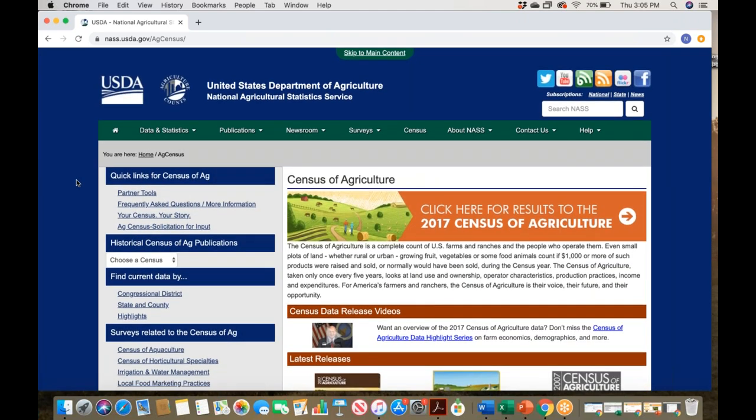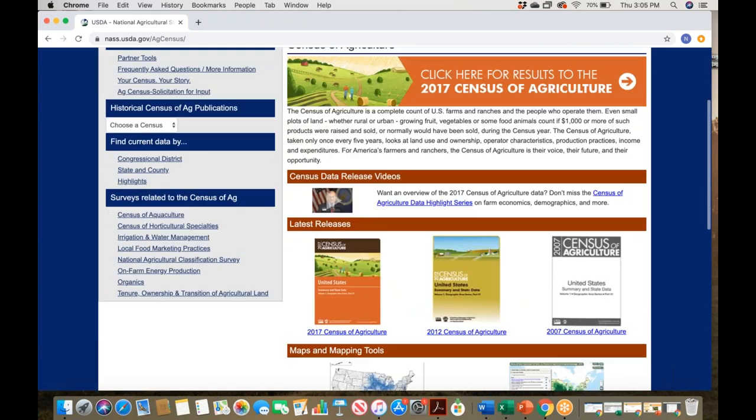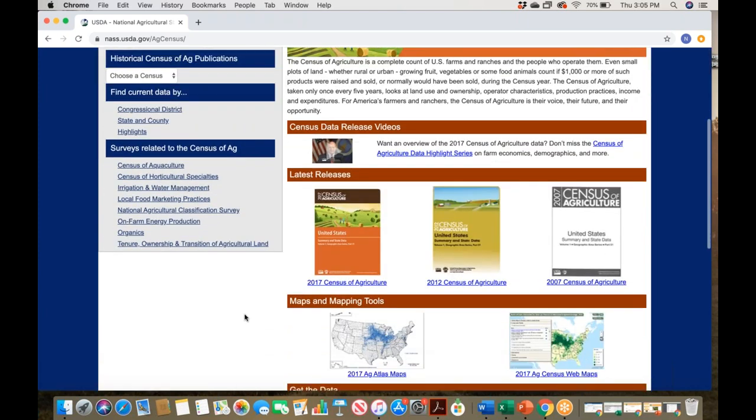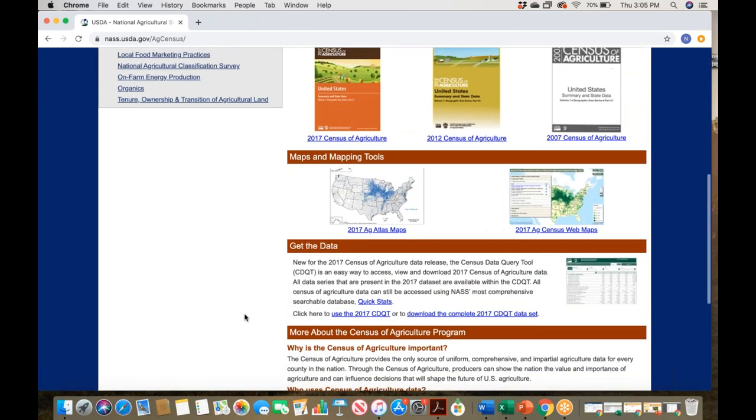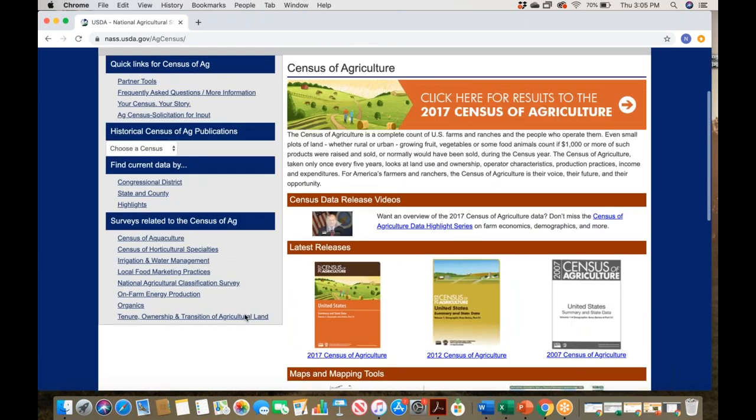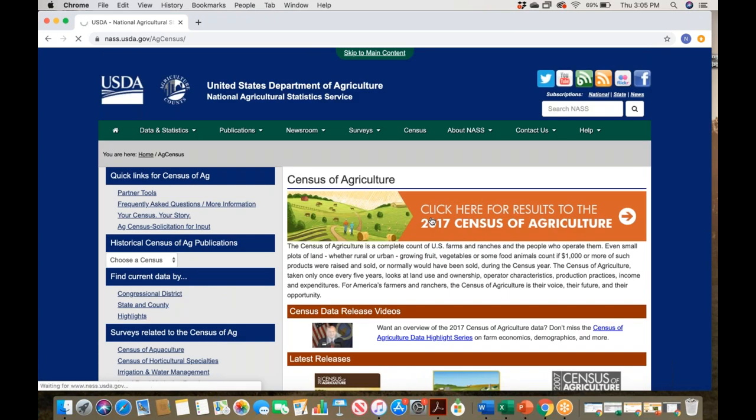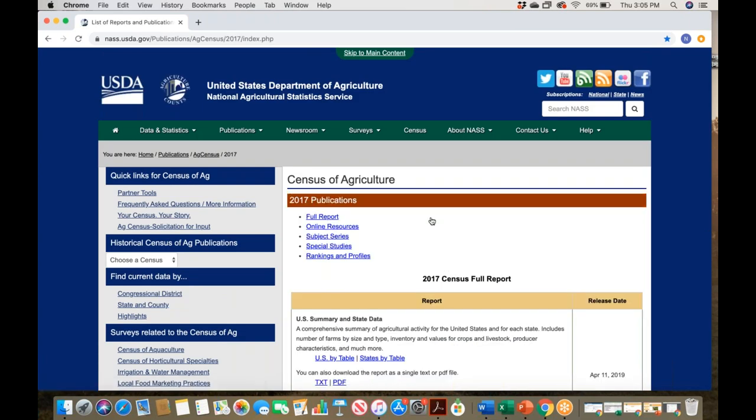There's lots of ways to get there, but if you see this orange bar, I think orange was the theme for 2017, then you found the right spot. Now, on this page, the NASS homepage, there's lots of good information too, so please do go through that at your will, but we want to go specifically to the Census of Agriculture.